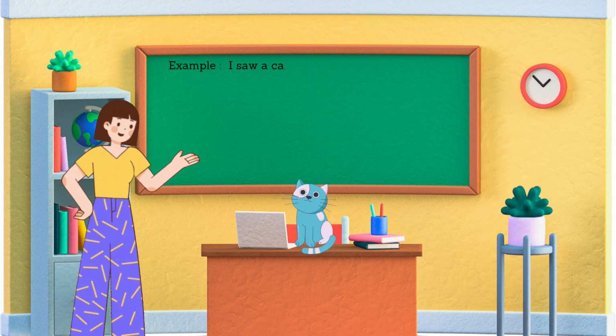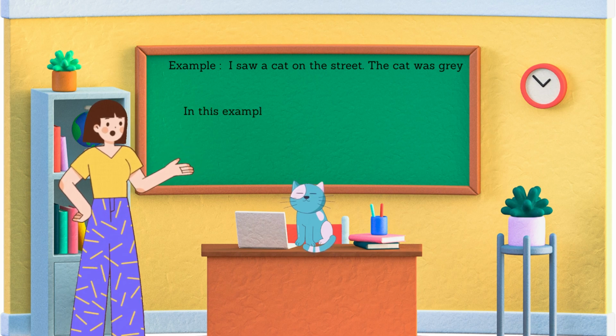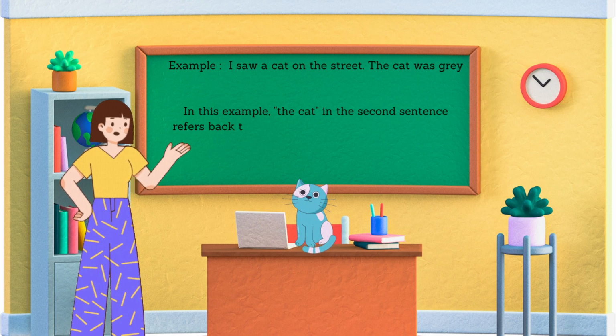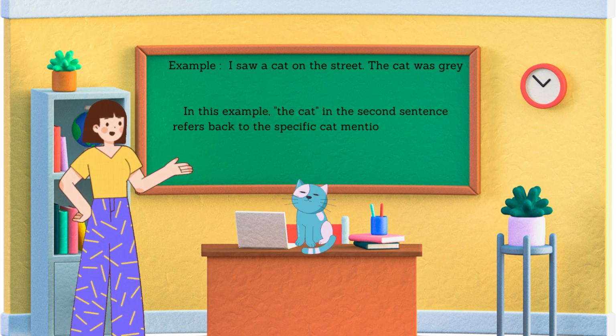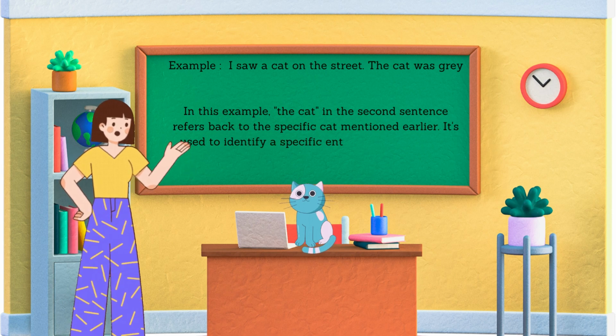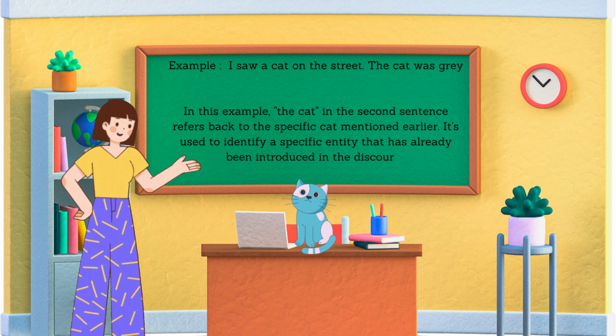For example, I saw a cat on the street. The cat was gray. In this example, the cat in the second sentence refers back to the specific cat mentioned earlier. It's used to identify the specific entity that has already been introduced in the discourse.